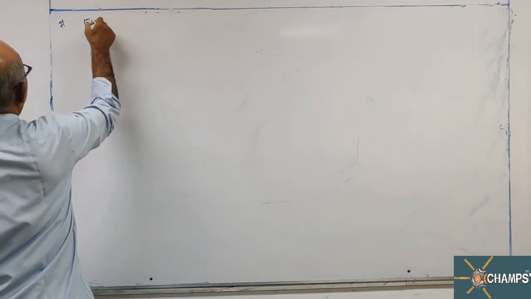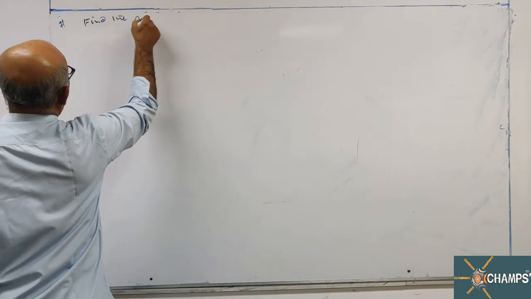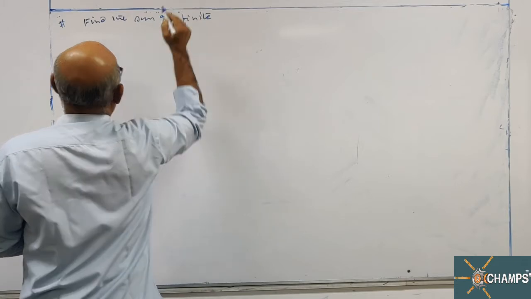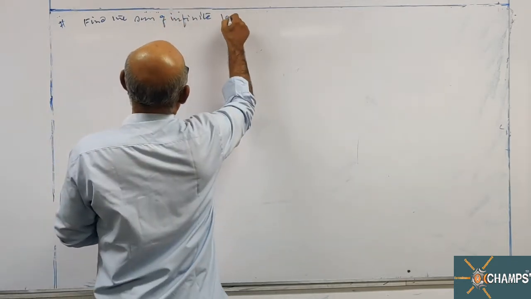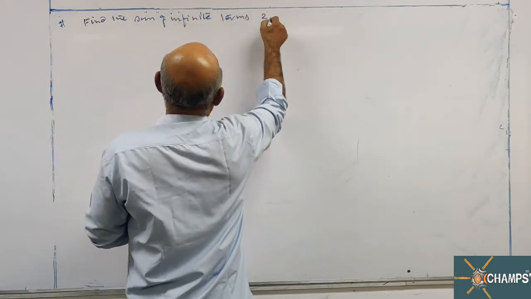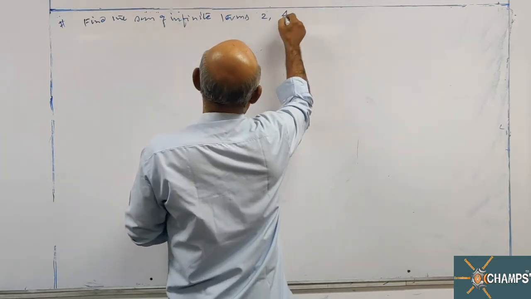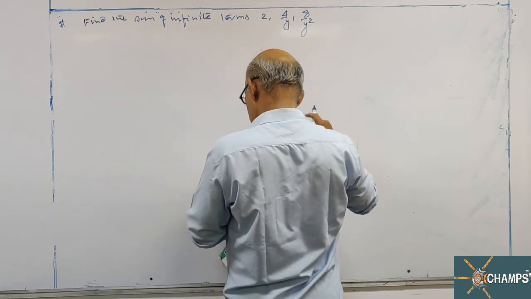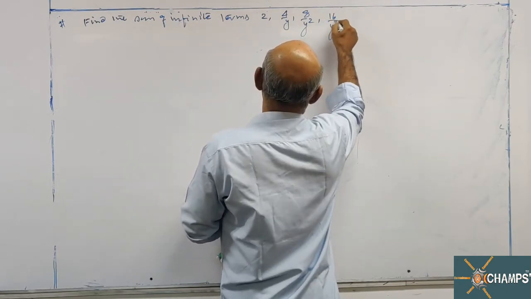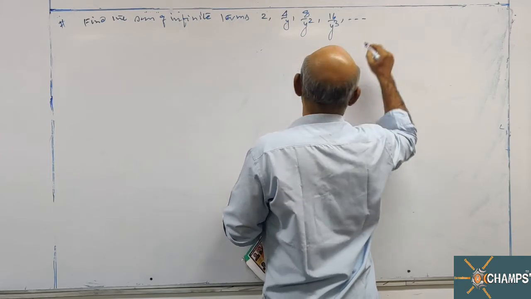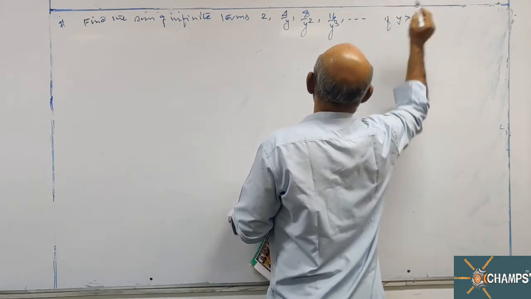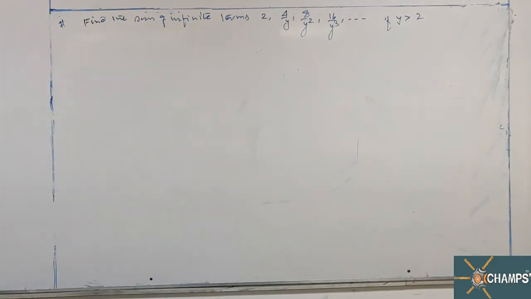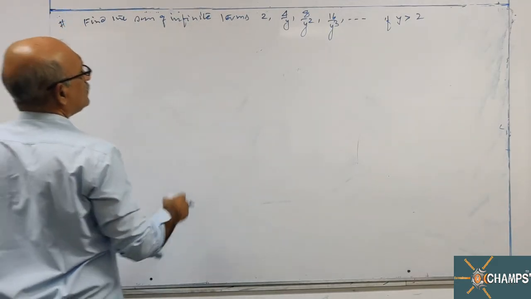Next question. Find the sum of infinite terms 2, 4 by y, 8 by y square, 16 by y cube, etc. If y is greater than 2.